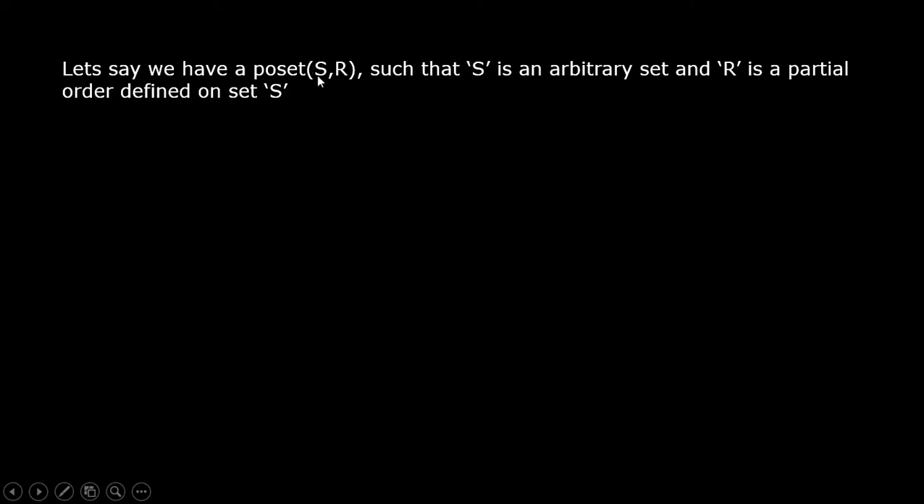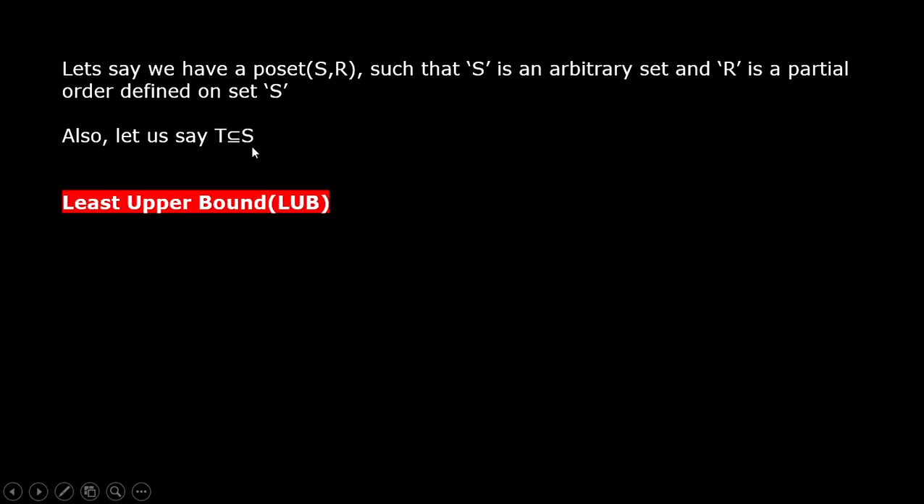So if we have such a poset, then also let us say that we have a set T which is a subset of set S. We have an arbitrary set S and then we have a set T which is a subset of the set S. In that case, what is a least upper bound? A least upper bound is also denoted by the notation LUB.